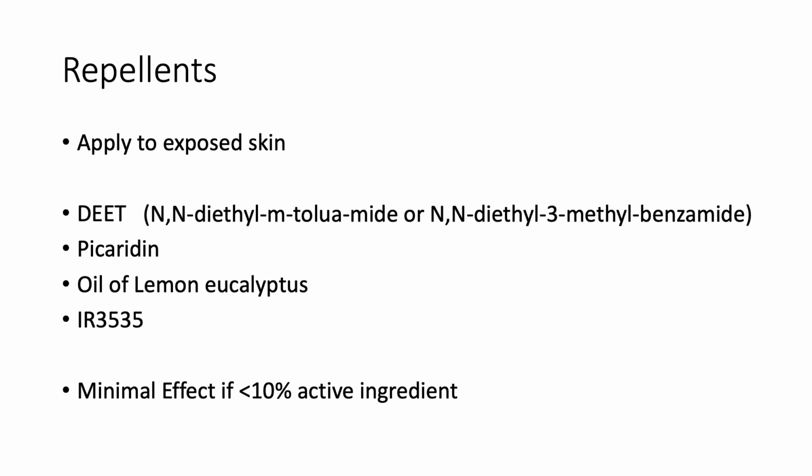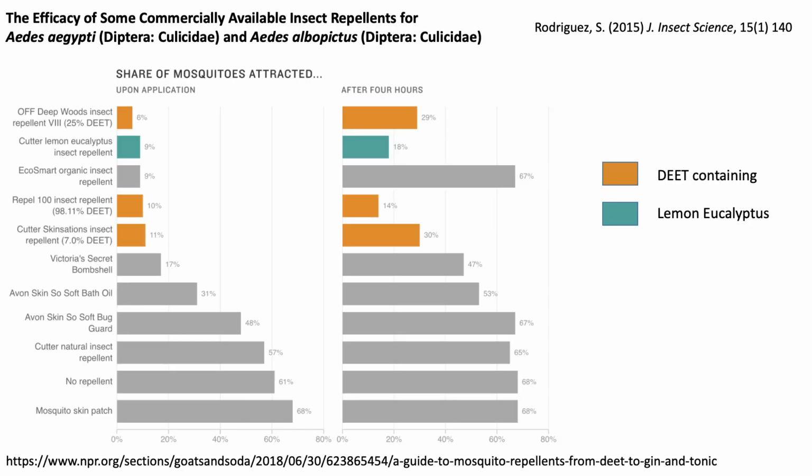A minimum 10% concentration of DEET is recommended, and there appears to be no additional benefit with DEET concentrations greater than 50%, so somewhere in this range is probably sufficient. The CDC does recommend a DEET concentration of 20% or greater to be able to provide appropriate repellent effects. A 2015 study looking at effectiveness of different repellents found DEET-containing products, as well as oil of lemon eucalyptus, to be the most effective at deterring the Aedes mosquito initially and again at 4 hours.